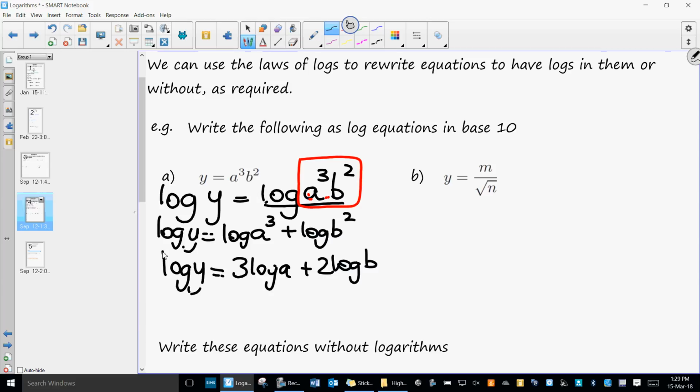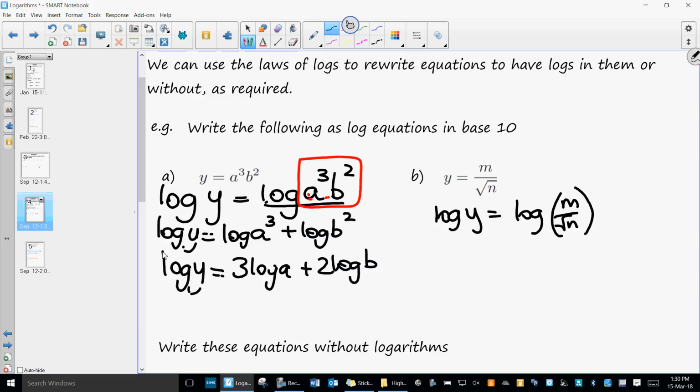So we've got y equals m over root n. Okay? So we could take logs of both sides of this one. So we could write log y equals log of m over root n. That's it? Not yet. For the first one? Yeah, that's okay. We're done with the first one.